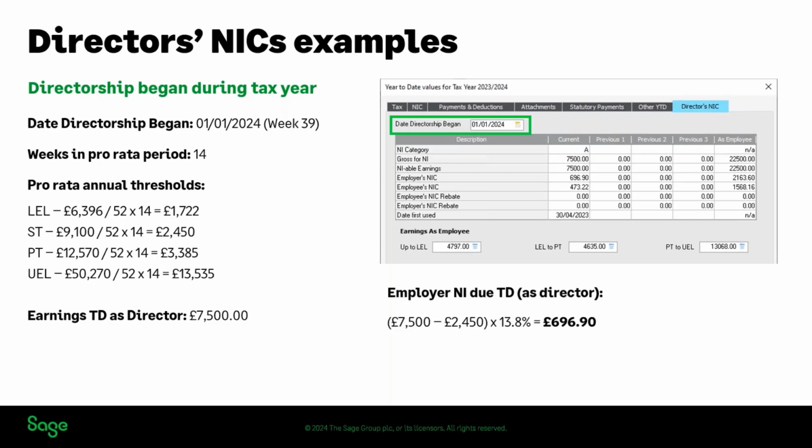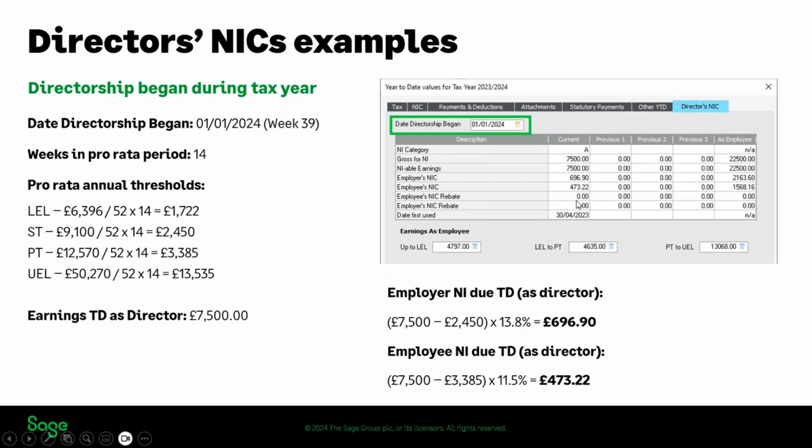So for employer NI due as a director, you simply subtract the adjusted secondary threshold and multiply by 13.8%. That's what we're seeing as the employer's NIC year to date. And then the employee national insurance as a director is calculated by deducting the adjusted primary threshold, and it uses that 11.5% rate. So even though they've only been a director from January, when officially the rate went down to 10%, directors use that annualized rate of 11.5%. So that is where the figures we're seeing in the year-to-date values are coming from.